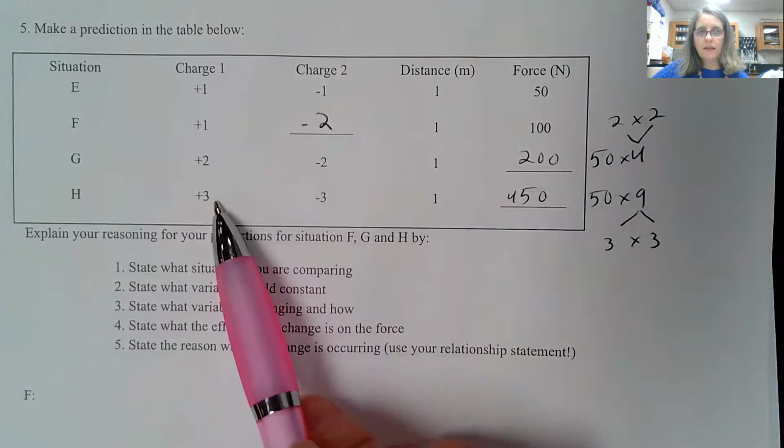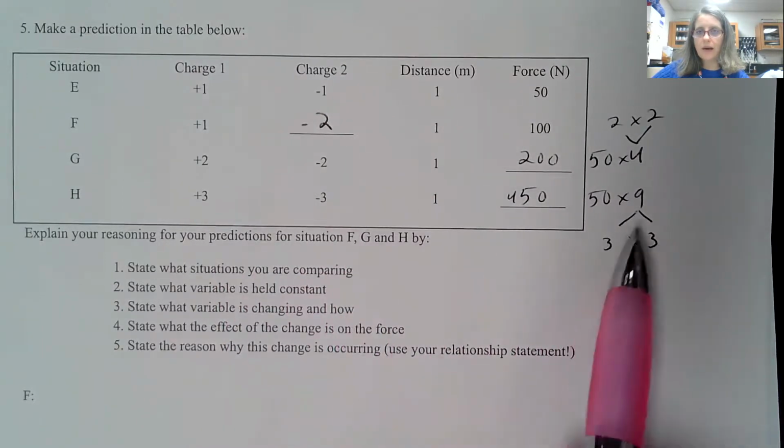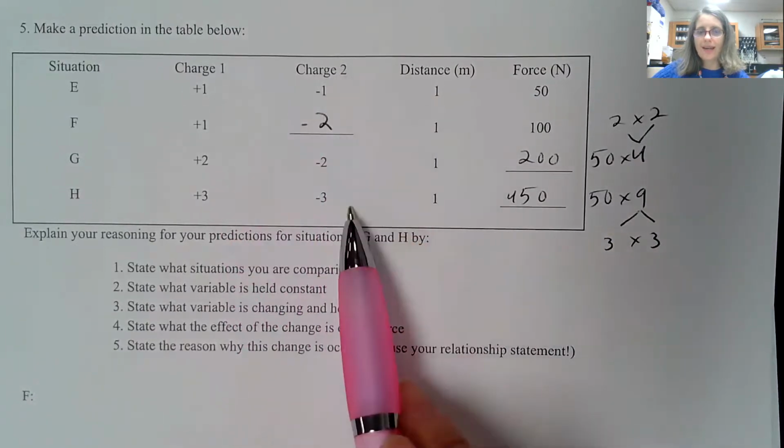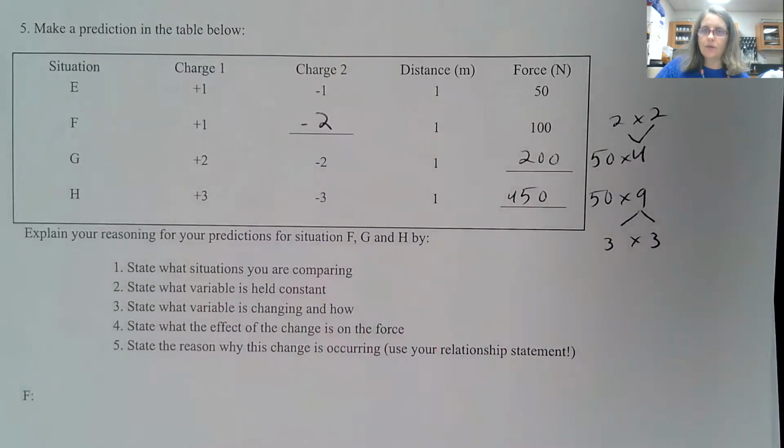And then finally, situation H, 3 and 3. So essentially, I'm multiplying it by a factor of 9 because whatever I did to charge 1 and 2 is what I do. So I get 450 as my answer.